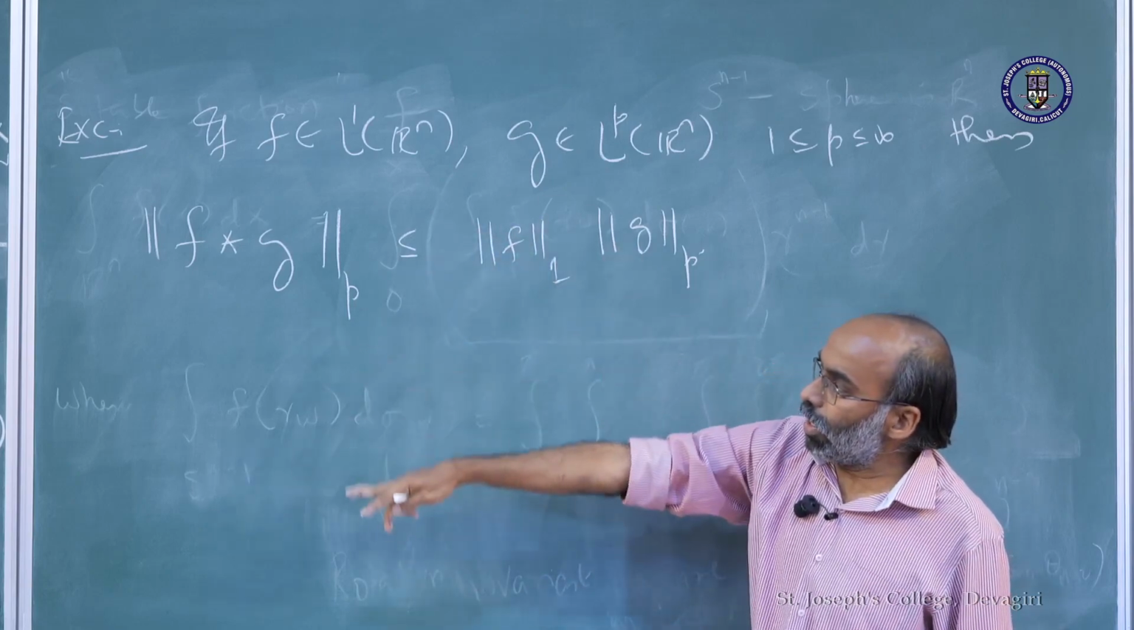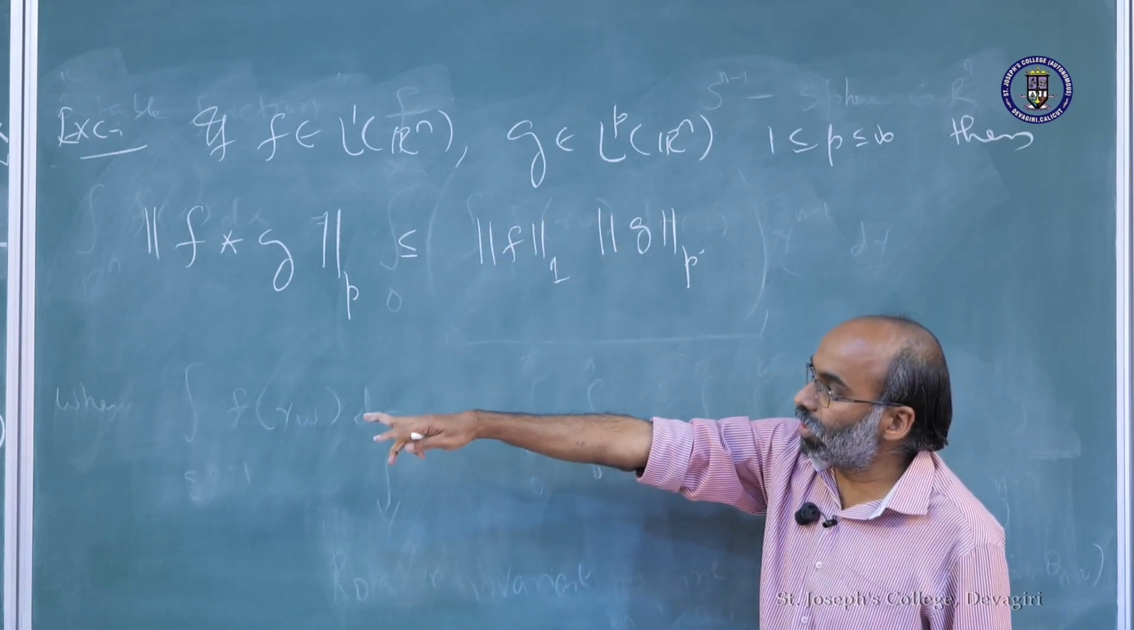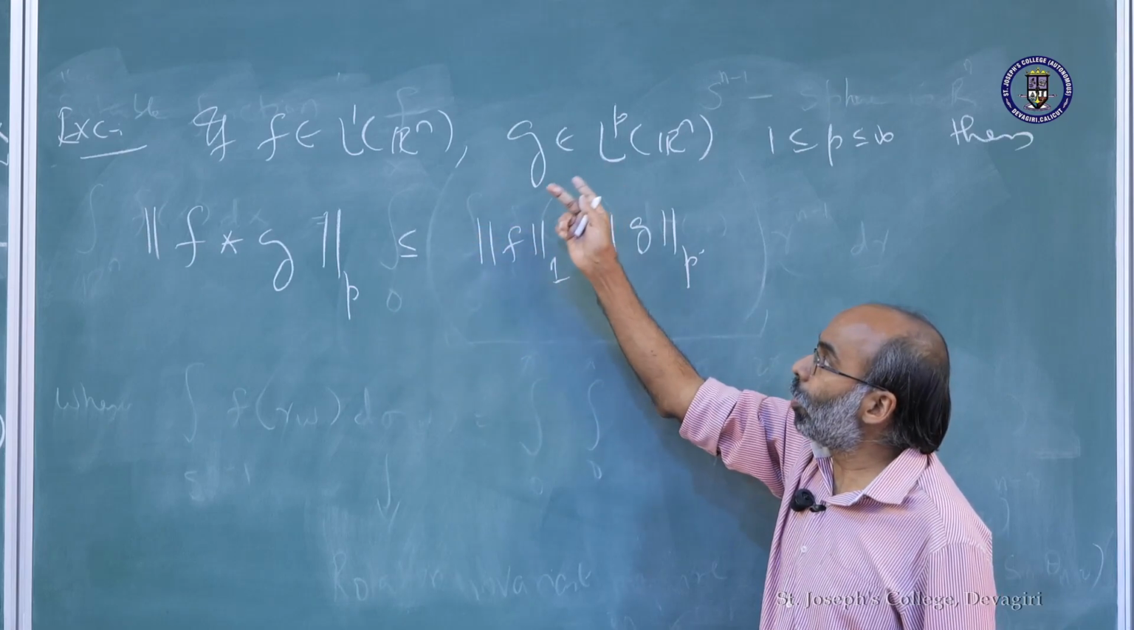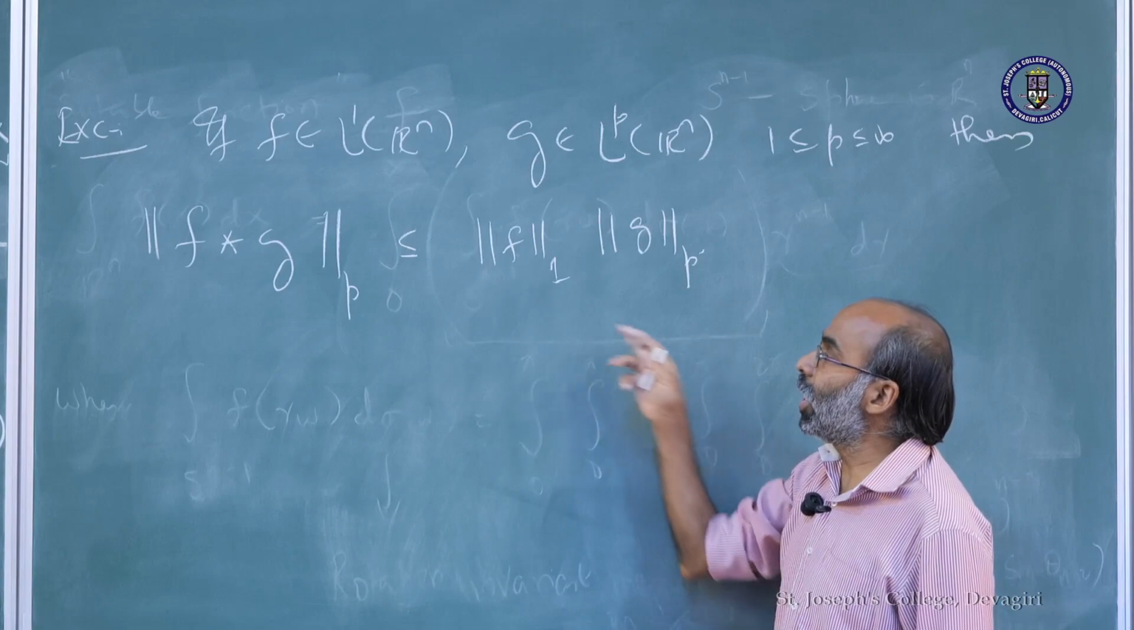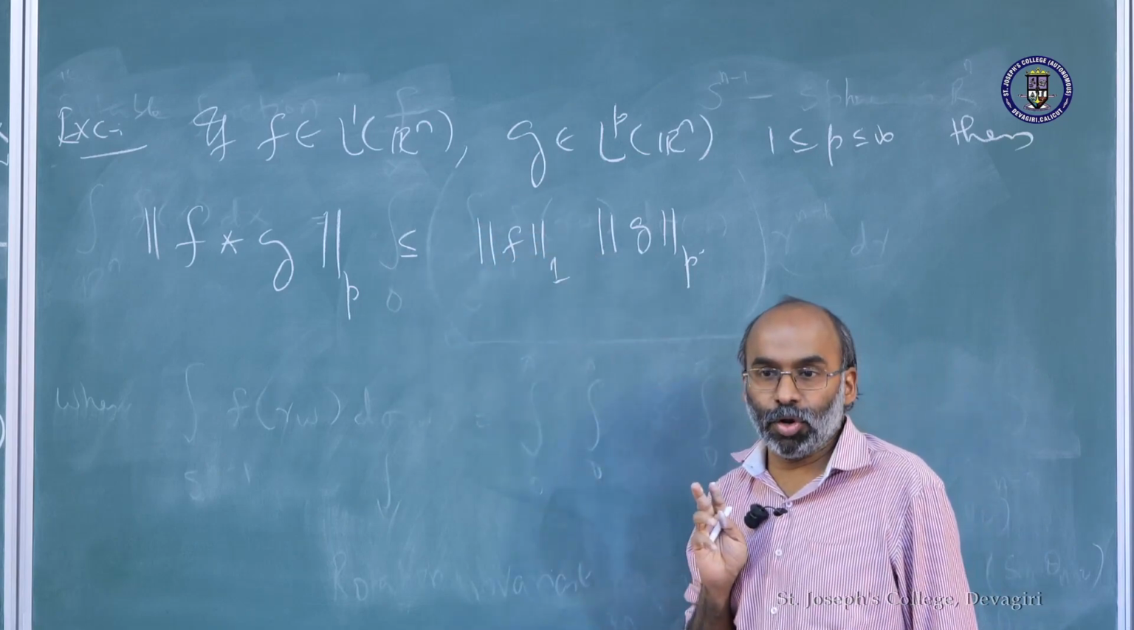You can interpret this again. I take a function f in L1 and I look at the operator g going to f star g on Lp. That is a bounded operator and the norm of that is less than or equal to the L1 norm of f.